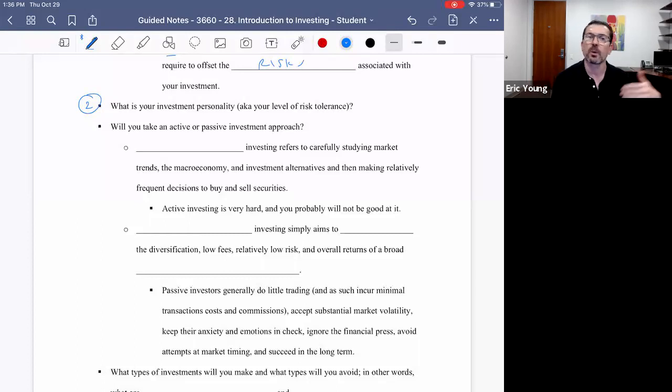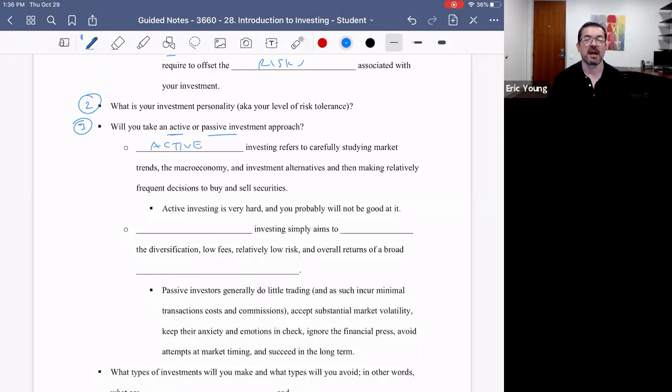Some of you may be more aggressive investors for whatever reason. And there's evidence that it could be social, cultural, biological, neurological. There's lots of different mechanisms that may make one person more or less risk averse. Maybe you're an aggressive investor. That's okay too. But you have to factor that into your plan. A third question that you want to incorporate into your investment plan: are you going to use active or passive strategies?